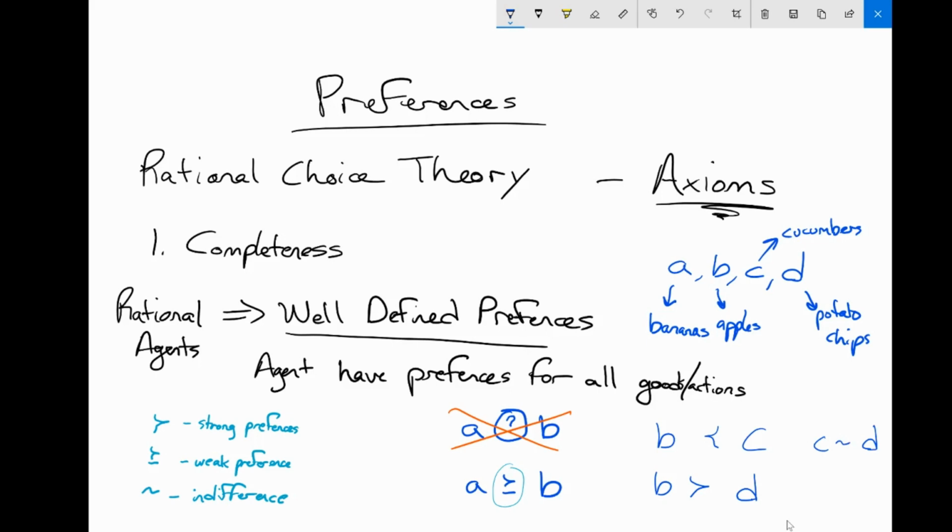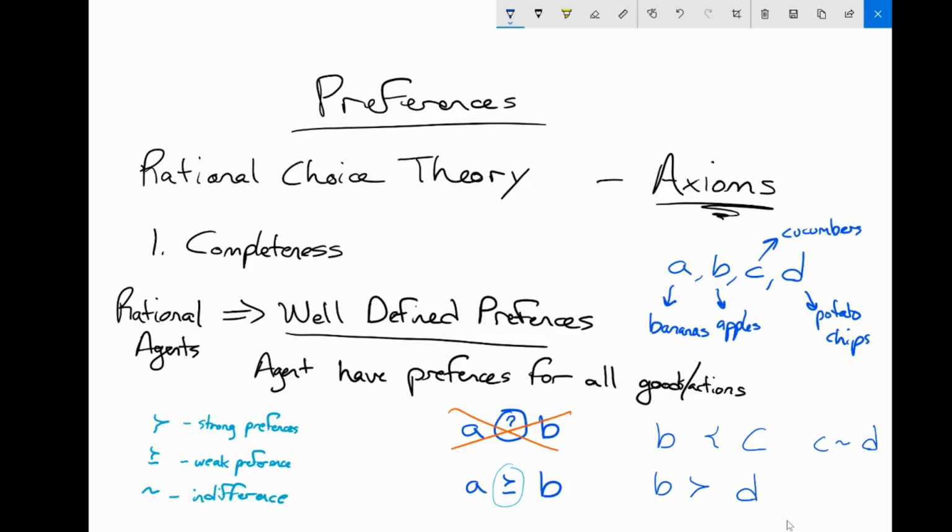I know that I don't care. I'm indifferent between eating cucumbers and potato chips. That means I have a well-defined preference. I know what it is: strong preference, weak preference, or indifference. I'm not uncertain as to my preference. If you put A and B in front of me, I couldn't tell you I don't know. I would tell you either strong preference, weak preference, or indifference.